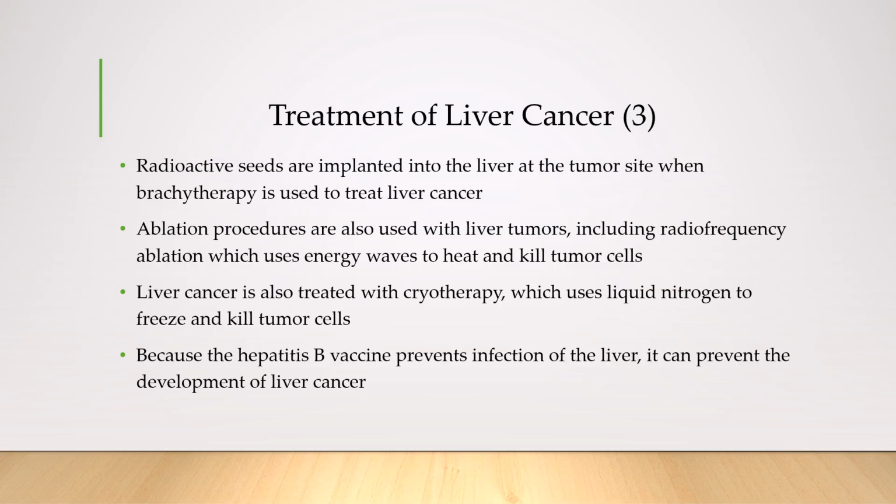Ablation procedures can also be used with liver tumors, including radiofrequency ablation, which will use energy waves to heat and kill the tumor cells. Liver cancer is also treated with cryotherapy, which uses liquid nitrogen to freeze and kill the tumor cells. Because the hepatitis B vaccine prevents infection of the liver, it can prevent the development of liver cancer.